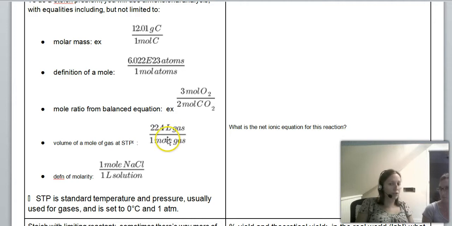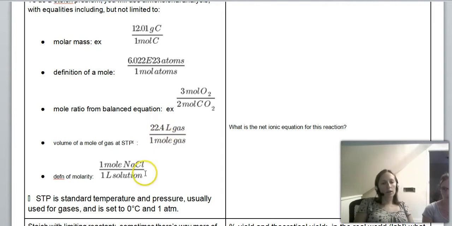If it's not at STP, you have to go back and remember your gas equations like PV equals nRT. But frequently they're nice to you and they say at STP, and you go, hey, I can use this equality.